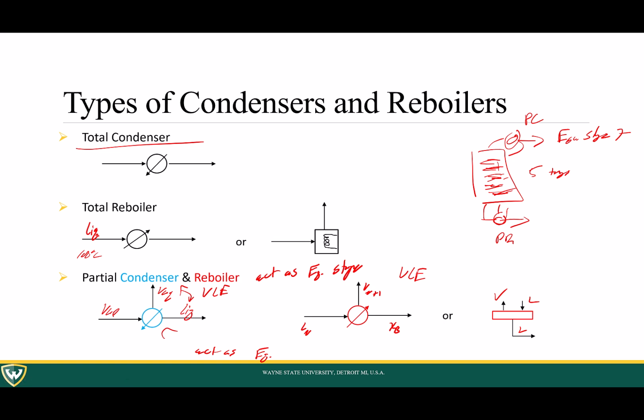One thing to note is that if this is Xn and this is Y n plus 1, and this from the bottoms is XB, then Xn, Y n plus 1, and XB are not equal. None of those are going to be equal to each other. None of these for a partial reboiler or for a partial condenser are going to be equal. Okay, moving on.